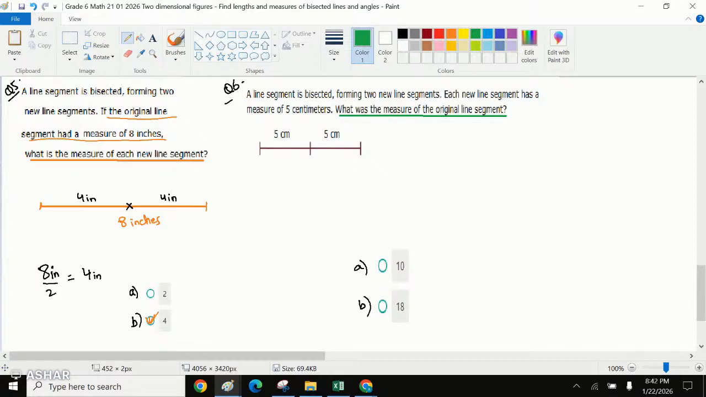In question number 5, the total length was given and we were asked to find the smaller lengths, right? In question number 6, the smaller lengths are given. We are supposed to find the total. Yes, thank you. That means 5 plus 5 would be 10 centimeter. That is option number A, right? So please do try the remaining questions so that you may have more practice.